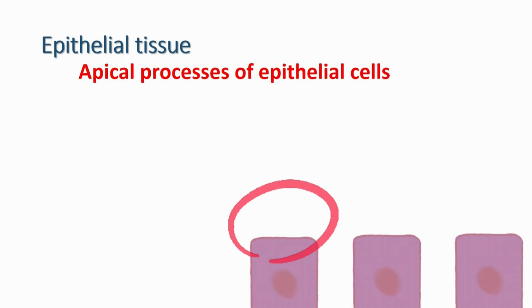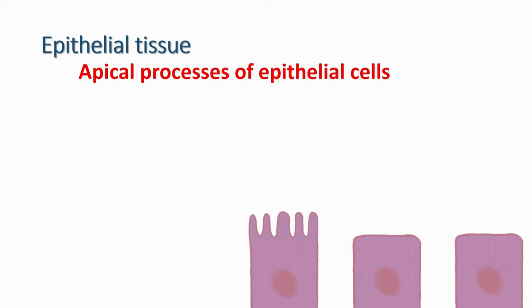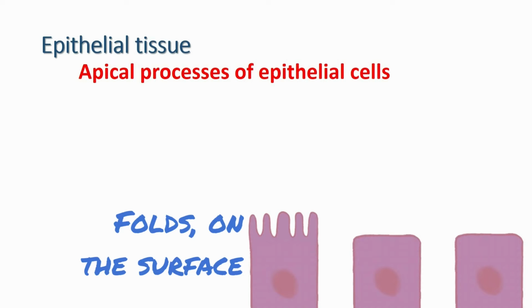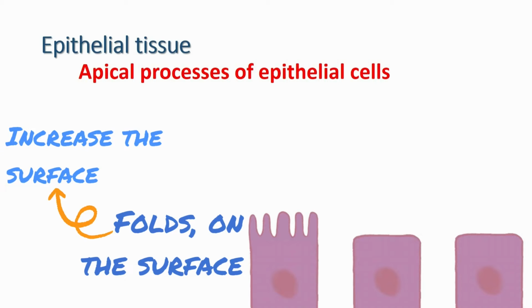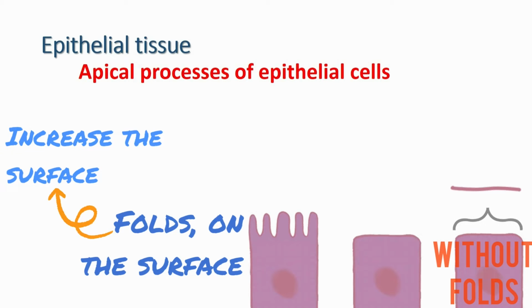The first type is like this. See, these are some folds on the surface. These folds are really cool because they increase the surface of the cell. You see, without folds, you have just this much surface. But with folds, if you open them, you will actually have this much surface.